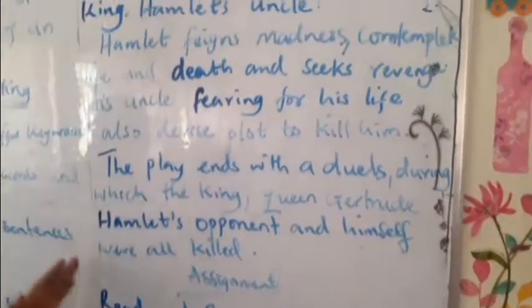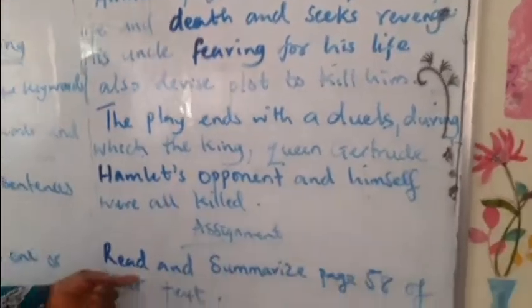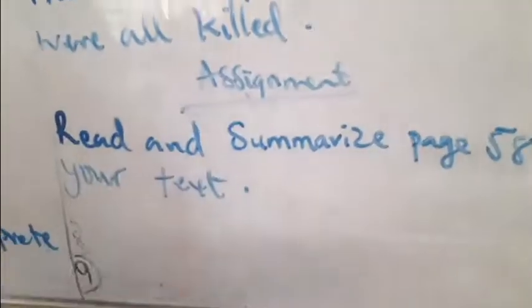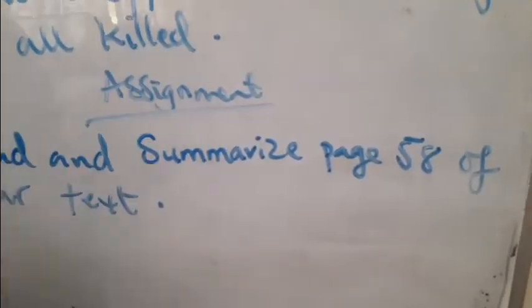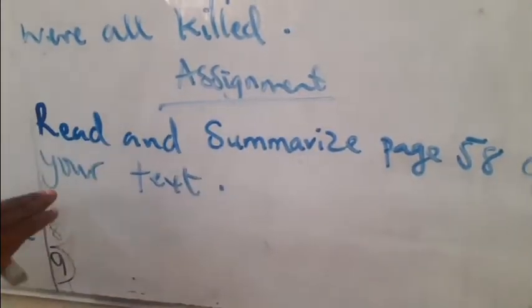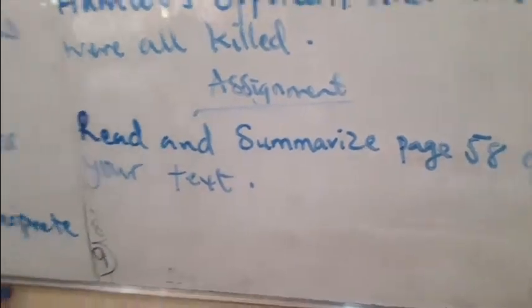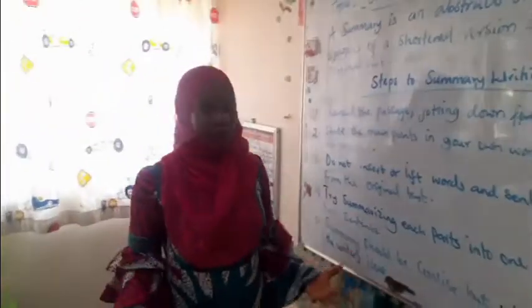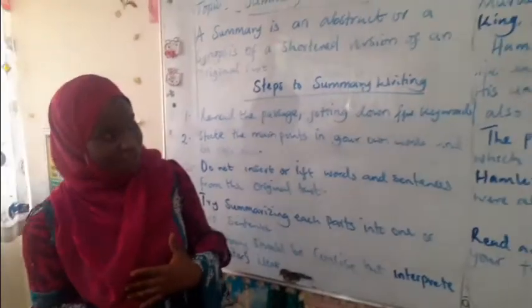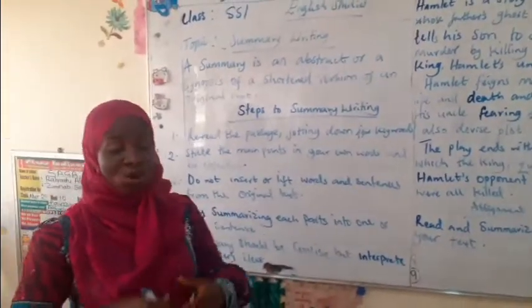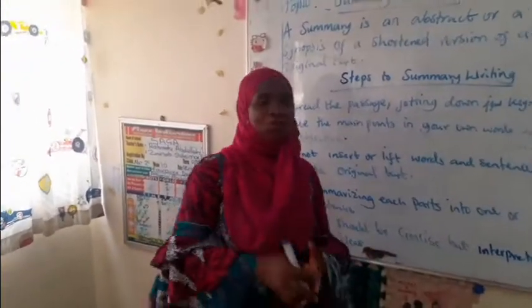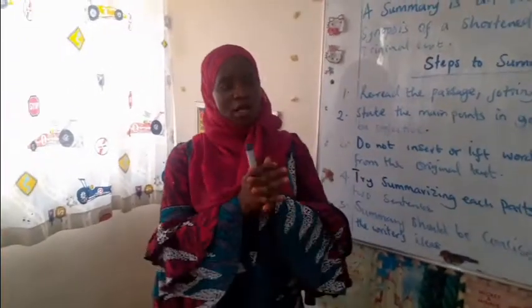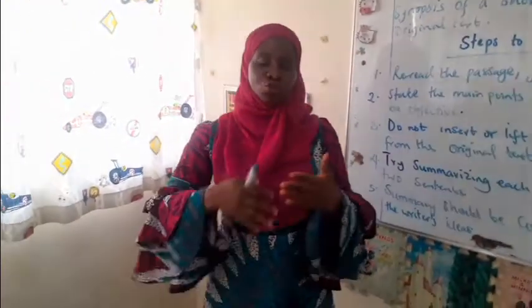So that is summarization. Now I expect you to read and summarize page 58 of your text. You read the comprehension passage there and do what? Summarize the text. Then when we resume, we'll dwell on it further. We'll have face-to-face interaction. If there's any part you don't understand about summary or all the previous lessons we have treated, we will have time to address that very well.